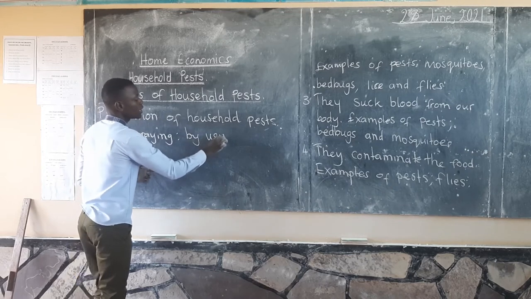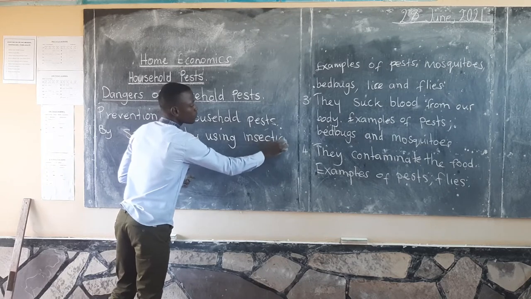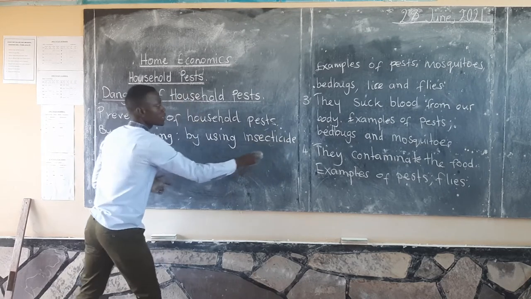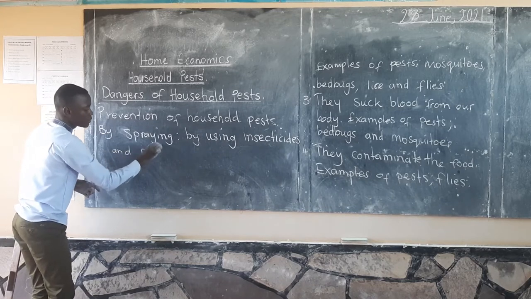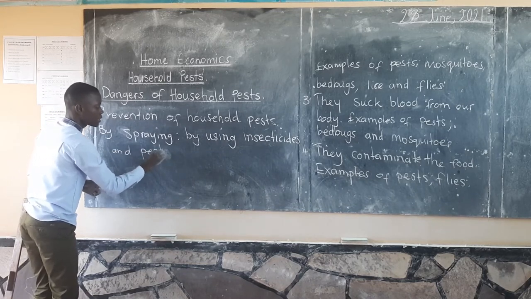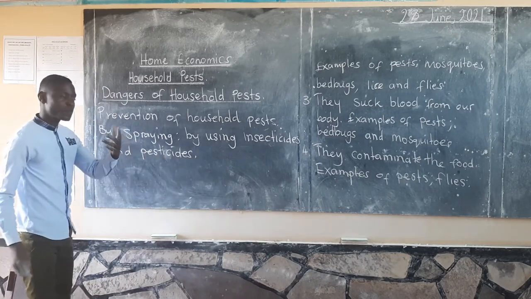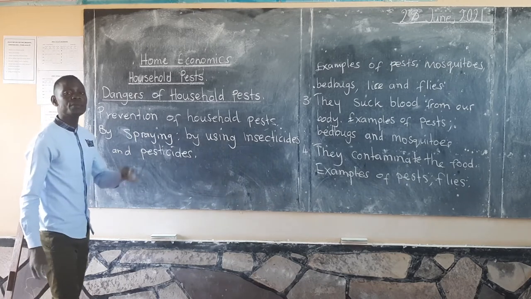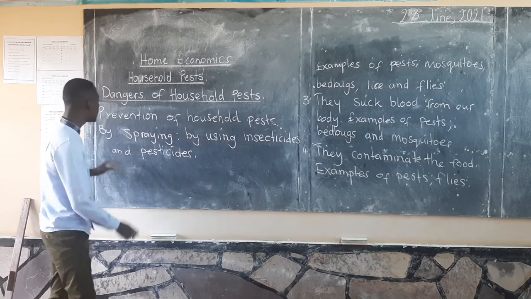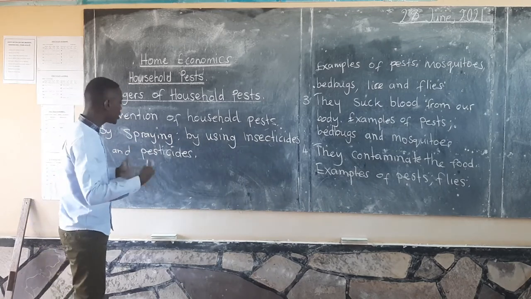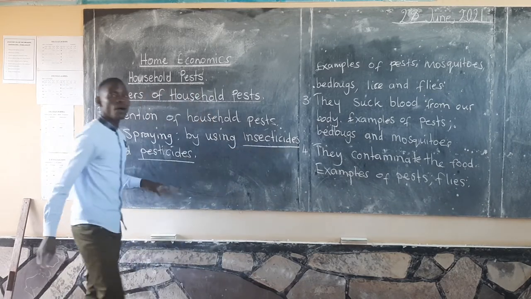So, using insecticides and pesticides by spraying. If a person came to say, can you write different ways on how you can prevent household pests, you say, number one, by spraying. What should you use when you are spraying? You use these two things, insecticides or pesticides.